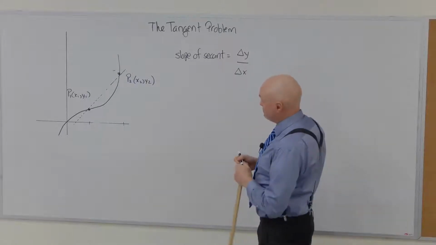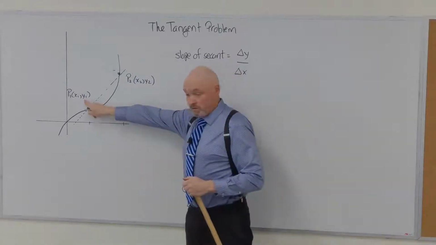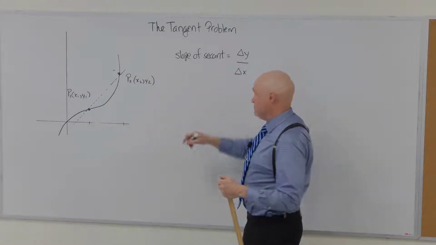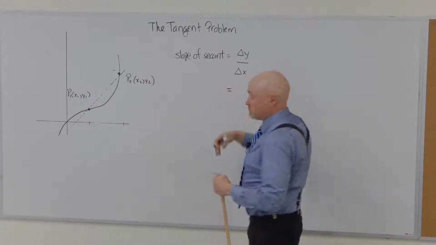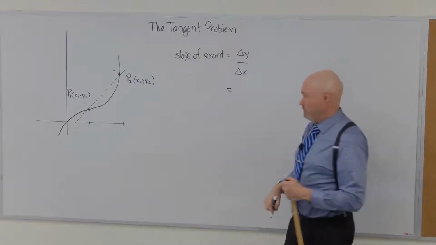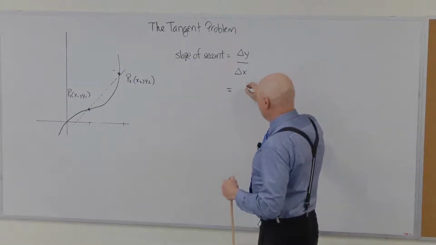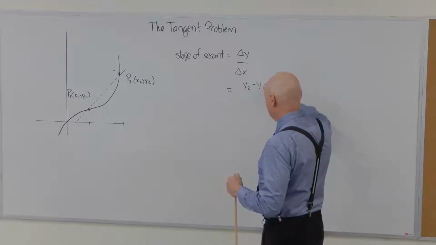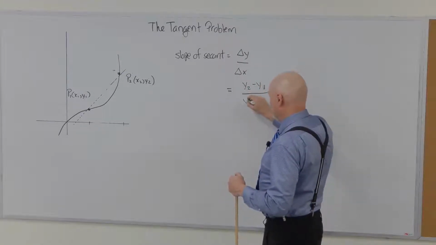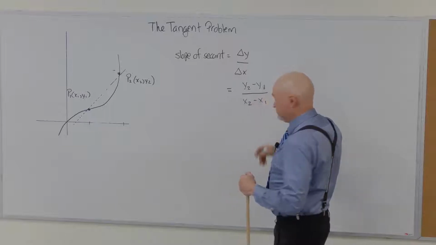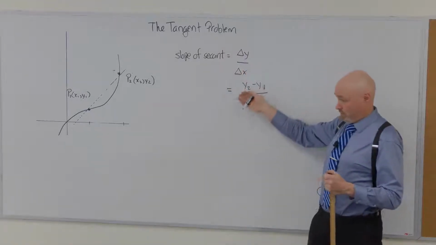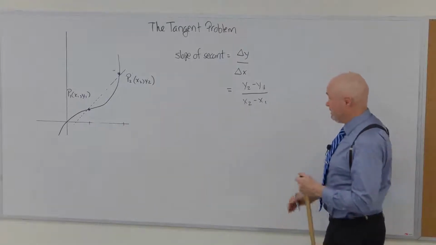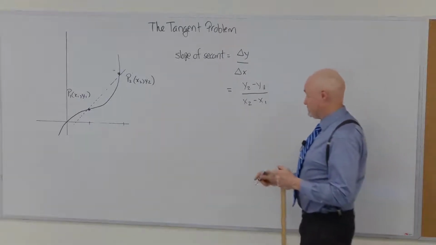Rise over run. This is point 1 with coordinates x1, y1, and this is point 2 with coordinates x2, y2. So we put the little subscripts in there just to add more symbols to make it more complicated. So delta y, we calculate by going y2 minus y1, and delta x we do by x2 minus x1. So we've managed to make this simple thing a little bit more complicated just by using subscripts and things like that. Still just the slope calculation.